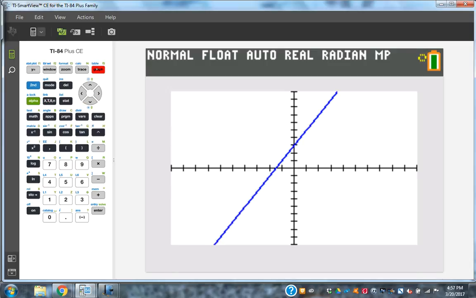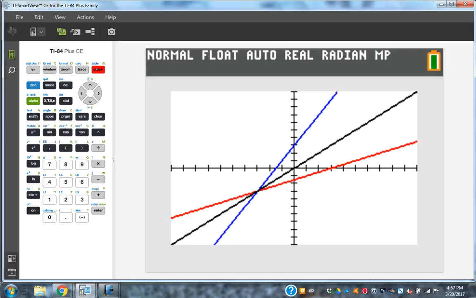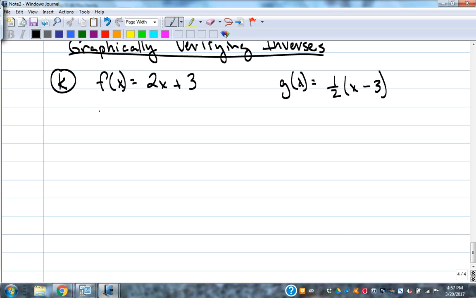So here's the first one. Here comes 1/2 x minus 3. And then there's the y equals x line. That y equals x line is the definer. It's the mirror. If they reflect across that line, they're inverses of one another. If you look right here at this one, you flip this up here, it's on the blue line. They reflect across that line. Inverses reflect across the y equals x line. That's what you need to know there.